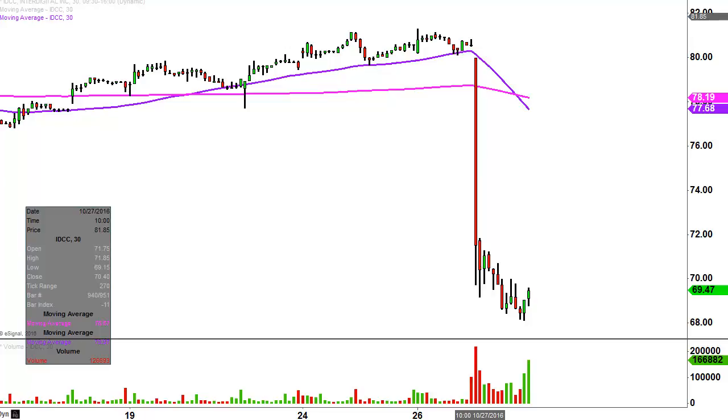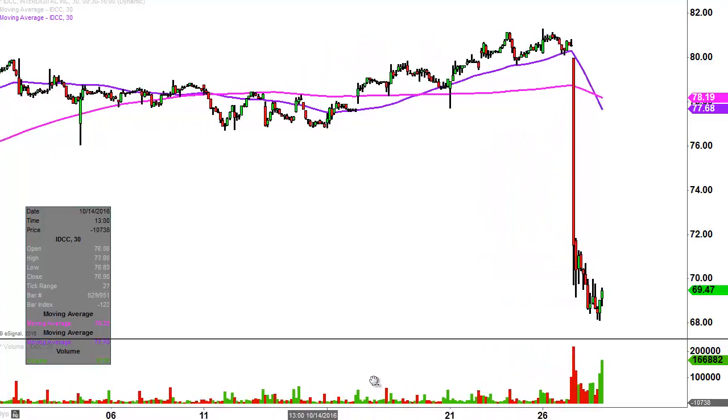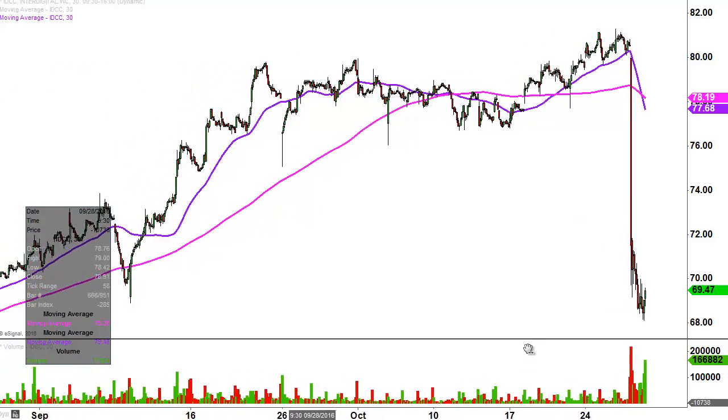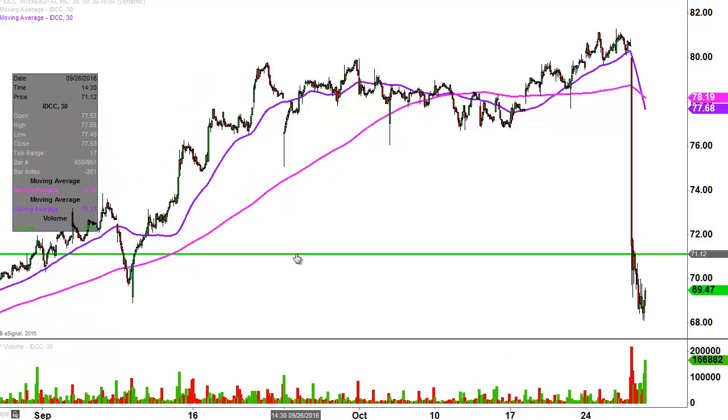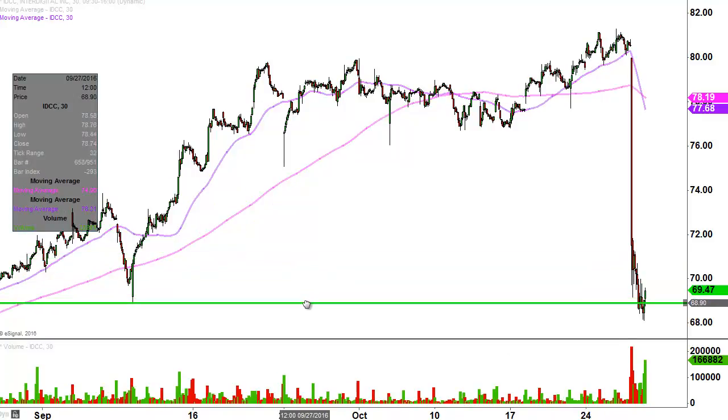So I want to map out some potential areas of support where it could bounce, and just map out where the current standing of the chart is. In regards to levels of support, first thing I'm going to do is scrunch up the chart here to give a little bit more perspective. And the first point of perspective is right here at this previous set of lows down there at about $69, which did indeed ultimately hold up today.